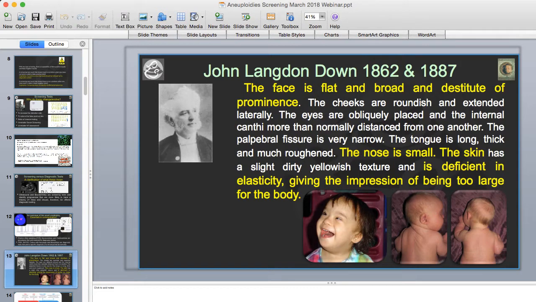The description even by Langdon Down had to be repeated in 1887 because nobody believed him, and this marks what happens in biology a lot of times. We do realize that we have to make an effort to drive a point home, and hopefully we will drive this point home appropriately as time goes by.